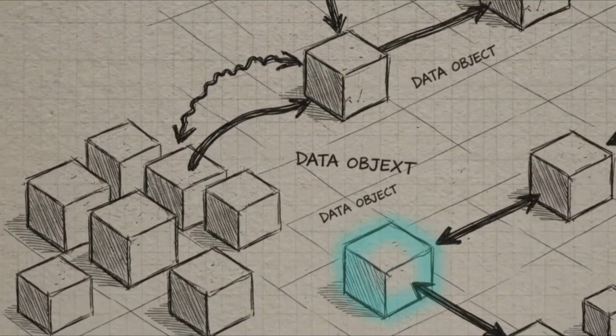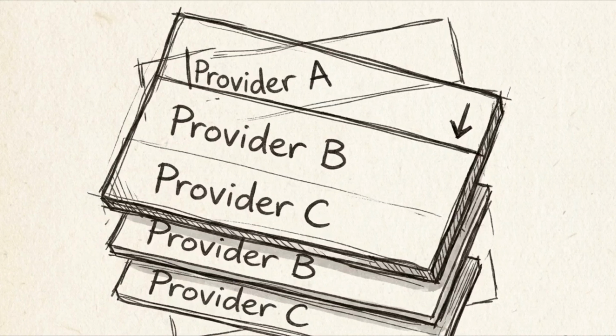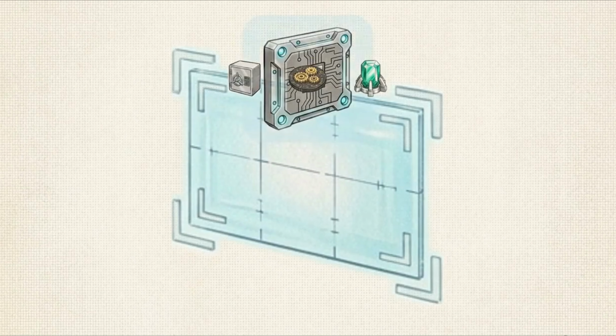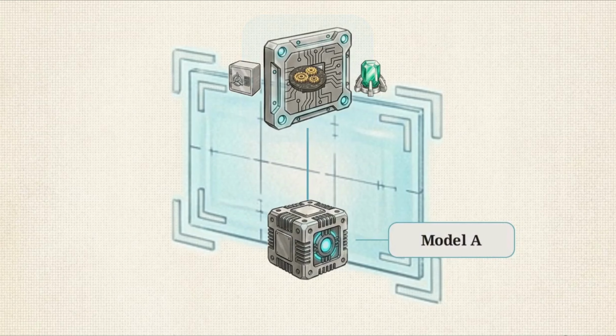Zooming out from the software architecture, building systems this way carries a massive implication for the industry at large. Once you lock all the safety, logic, and business value inside your orchestration layer, the underlying language model becomes a commodity. It is completely interchangeable.